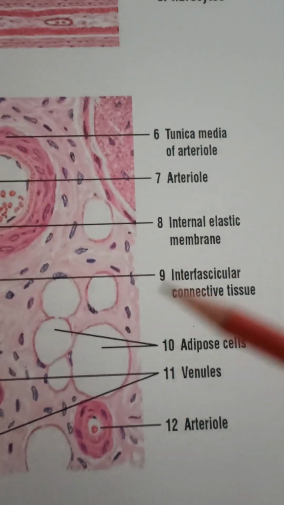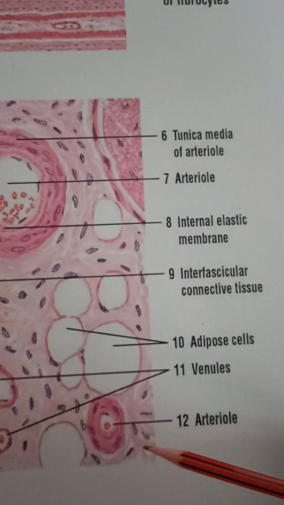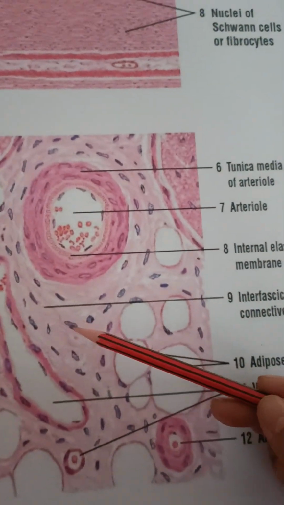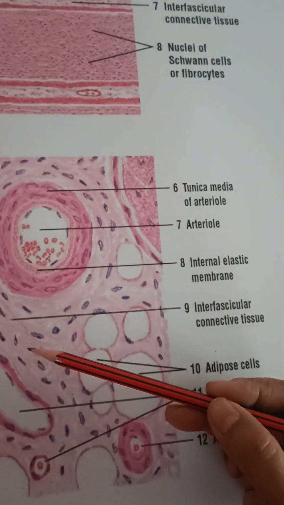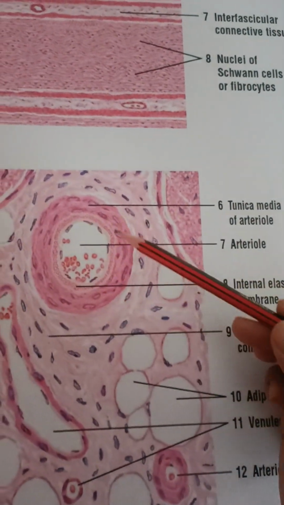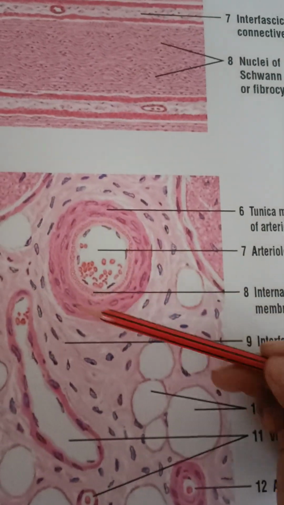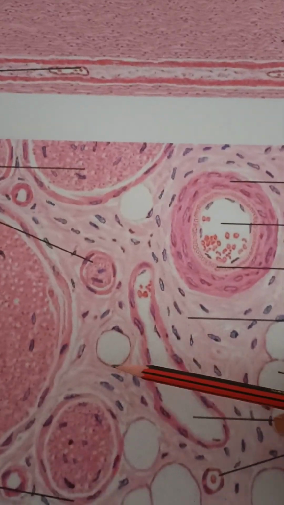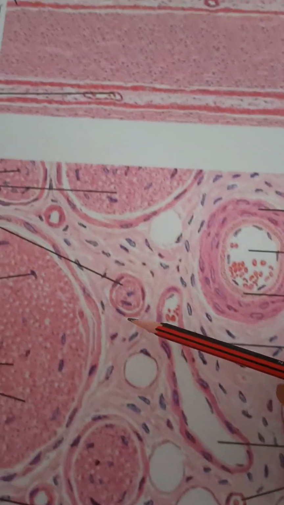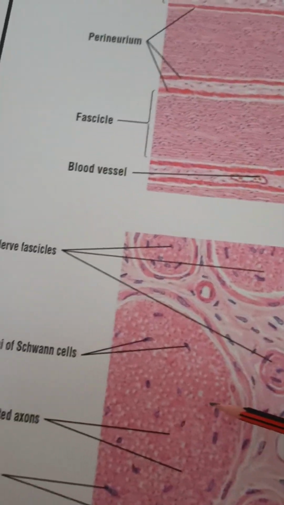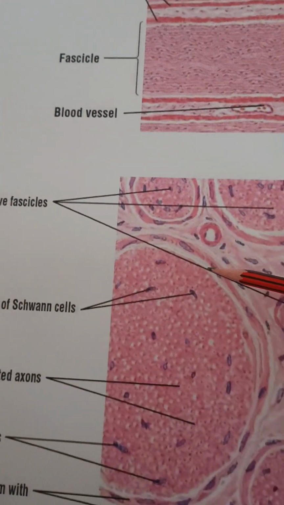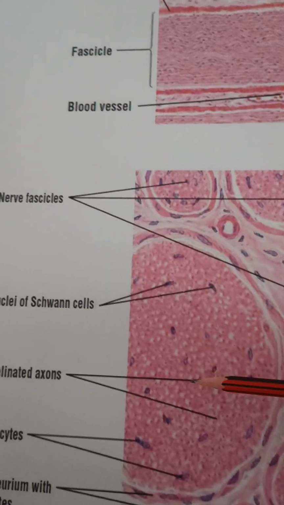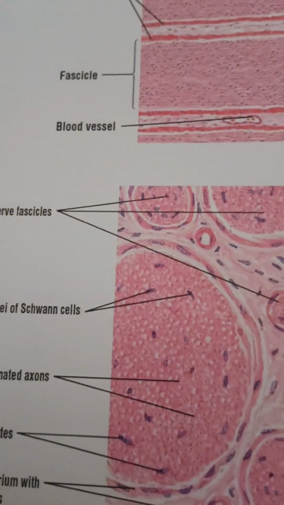In close up, you can see the adipocytes, you can see some venules. This is the arteriole. Okay, so these are some connective tissue. This is called interfascicular connective tissue, and there is again an arteriole covered by the tunics, and then this is the venule, and these are adipocytes with eccentric nuclei. So here you can see the nerve fasciculi. Schwann cells are indicated like this. So it depends on where exactly the section is taken.